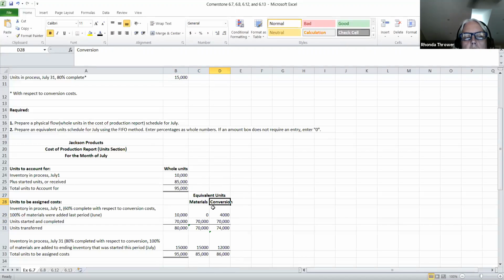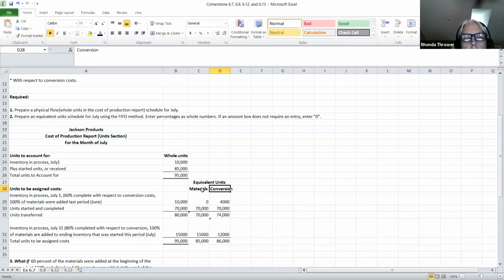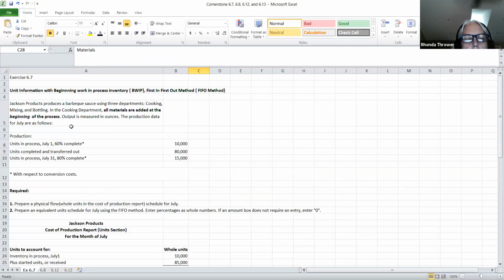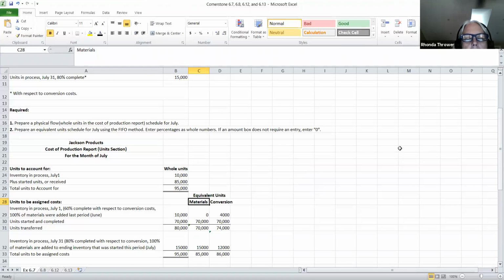What we're going to do is break down the information that we know about the whole units into equivalent units. Those are the units that we could have completed during this particular point in time. So we start with our materials column first when you're calculating equivalent units. And because they told us in this problem that all the materials are going to be added at the beginning of the process, that tells us something about the beginning inventory materials.